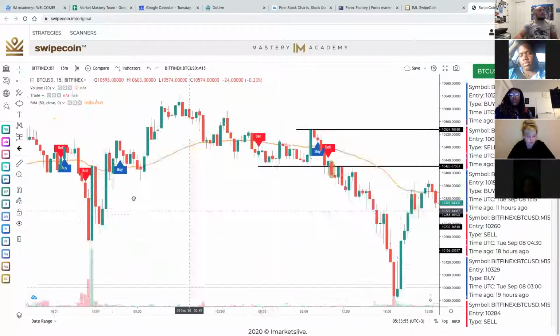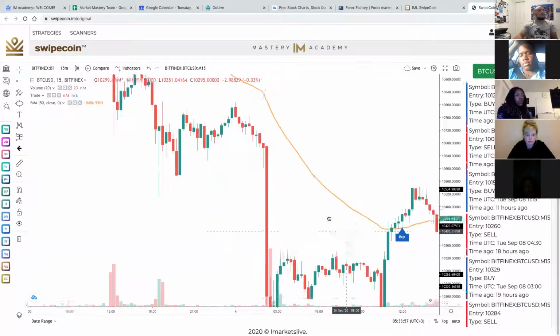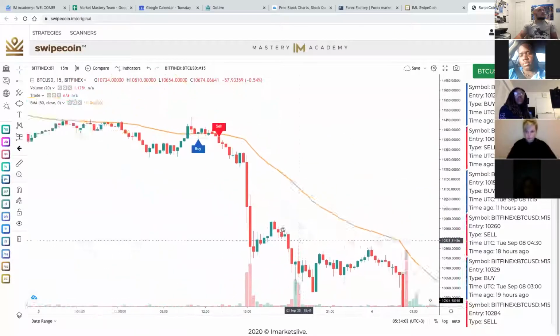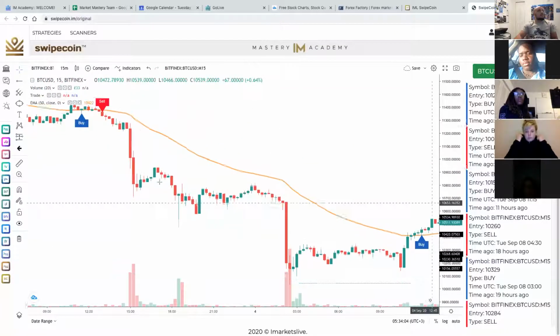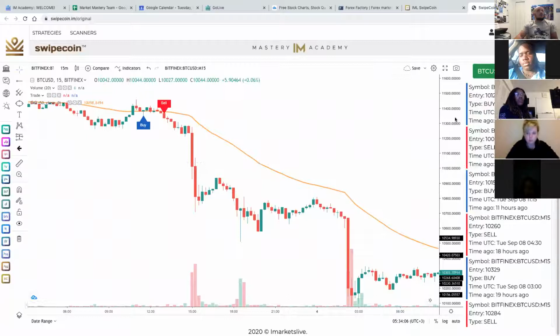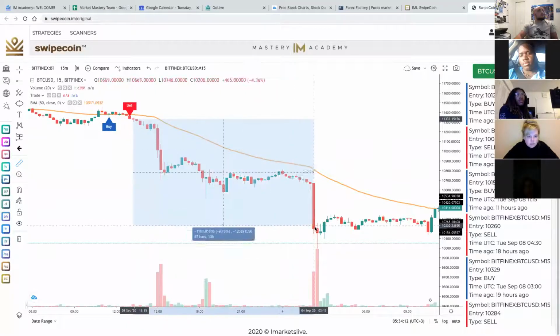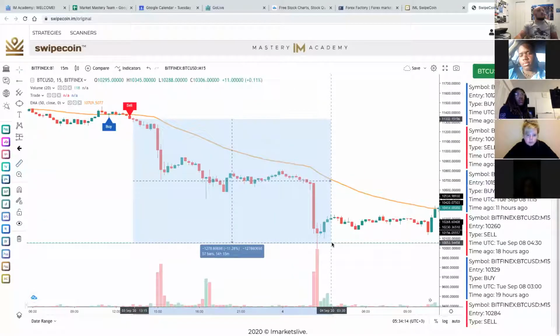Let me look for a good buy. Let me go back in time. Look at this crazy sell that it caught right there. You would have waited for price to break out and you would have caught this crazy sell right here, guys. Boom. That's 1,200 pips right there you could have caught.